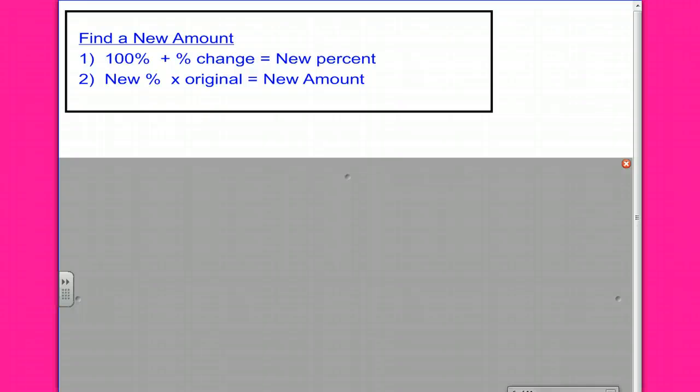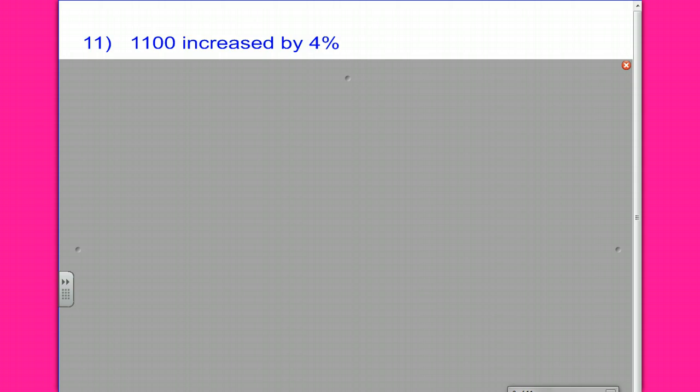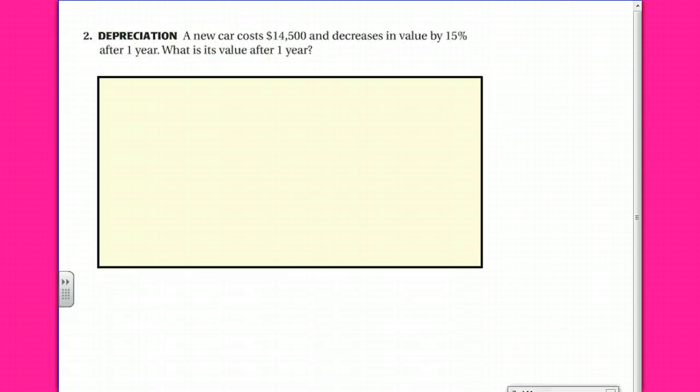So we're going to try this with a couple of real questions, and then you're on your way today. Okay, here we go. We have a car. A new car costs, this is a really inexpensive car, $14,500. Okay, and decreases by value 15% after 1 year. So what is its value after 1 year? You need to write that question down, and then let's do it. There are two parts to these. And there are other ways of doing this. Actually, they are very much the same, but maybe a different order.